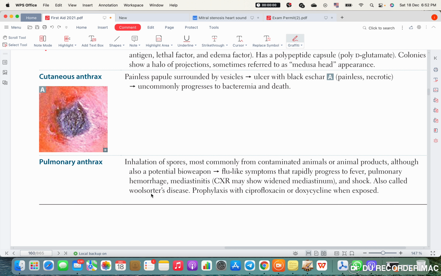Okay, inhalation of spores is the cause. Yep. And most commonly from contaminated animals or animal products. Also, it's a potential bioweapon, and that's how the question will come. Guys, how fatal is pulmonary anthrax? If you can give me a percentage from 1 to 100%, how much would you give me?